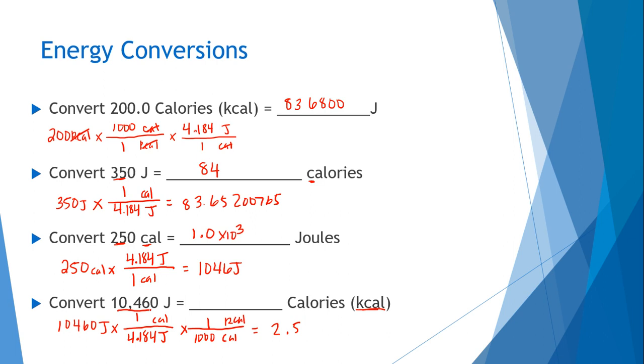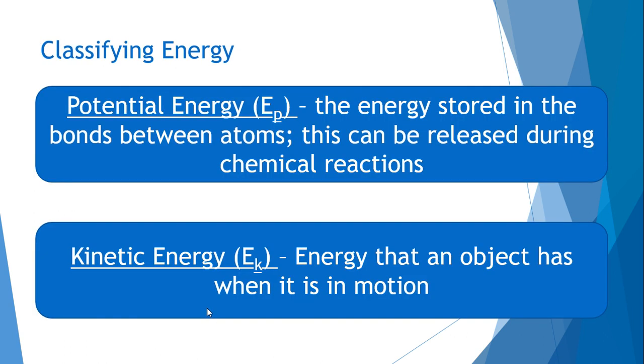Now we need 4 sig figs here. So if you put 2.5, we need to put 2 more numbers that would count. So 0, 0 would give me the proper number of sig figs. From there, we can actually classify energy. There are 2 types that we're going to learn about. The first is potential energy, and the second is kinetic.